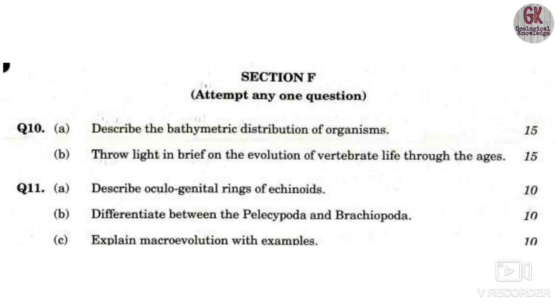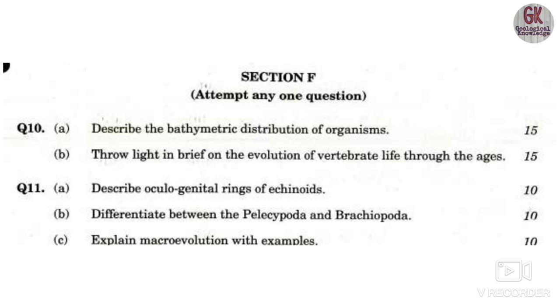10B is throw light in brief on the evolution of vertebrate life through ages. You have to write briefly the evolution of vertebrate life through ages, meaning at what time period which vertebrate evolution took place, in tabulated form, like the way you write a geological time scale, in that way you have to tabulate the vertebrate life evolution.